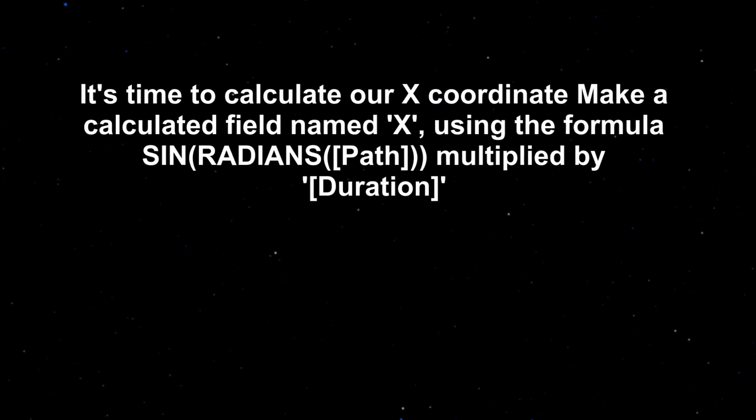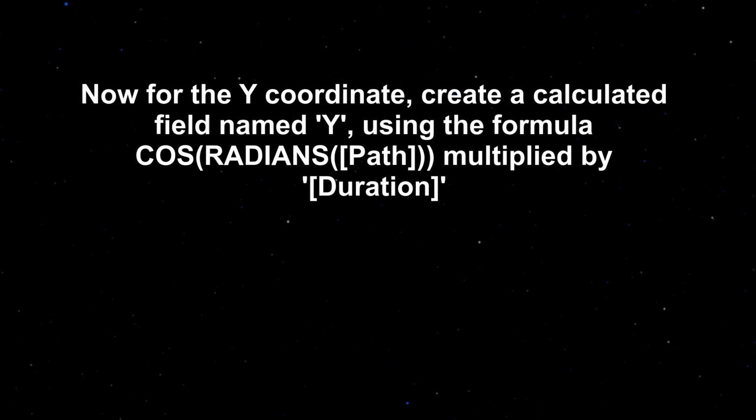It's time to calculate our x coordinate. Make a calculated field named x using the formula sin(radians(path)) multiplied by duration. Now for the y coordinate, create a calculated field named y using the formula cos(radians(path)) multiplied by duration.